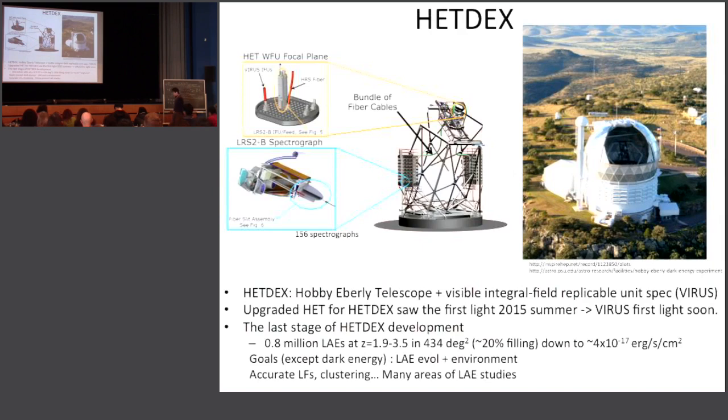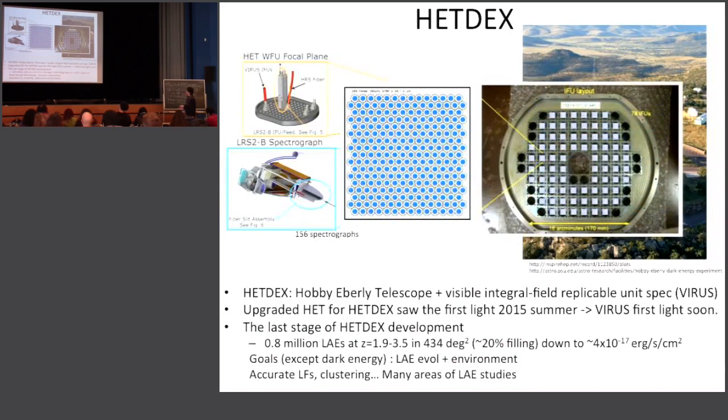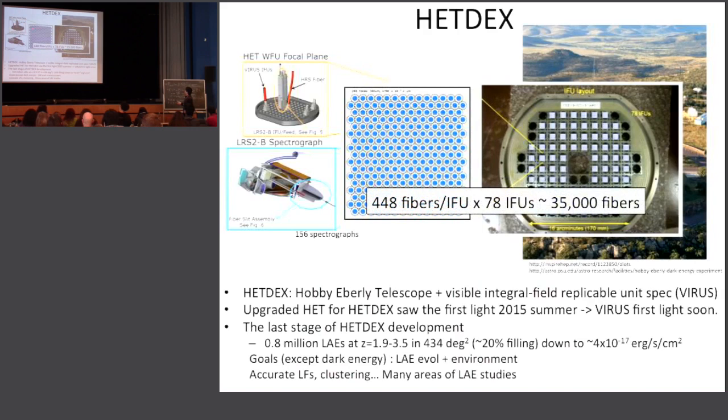And then I move on to HETDEX. HETDEX stands for the Hobby-Eberly Telescope Dark Energy Experiment. As you know, the Hobby-Eberly Telescope is a 10-meter class telescope, and you put a new integral field unit spectrograph named VIRUS. VIRUS is a very interesting instrument. There are 78 integral field units, and each integral field unit has 448 fibers. So on the focal plane, in total, you have 35,000 fibers.